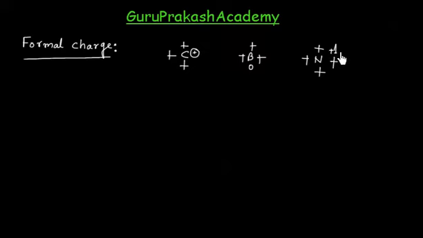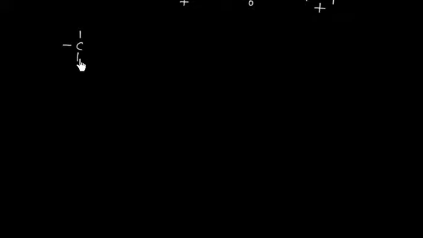Let us discuss some more species of carbon. What is the formal charge on this species? We have already discussed, this is a plus charge. Now this is a carbon containing a positive charge, that is a cation. So this species is called carbocation. If you learn organic chemistry, you will find this species is called carbocation.